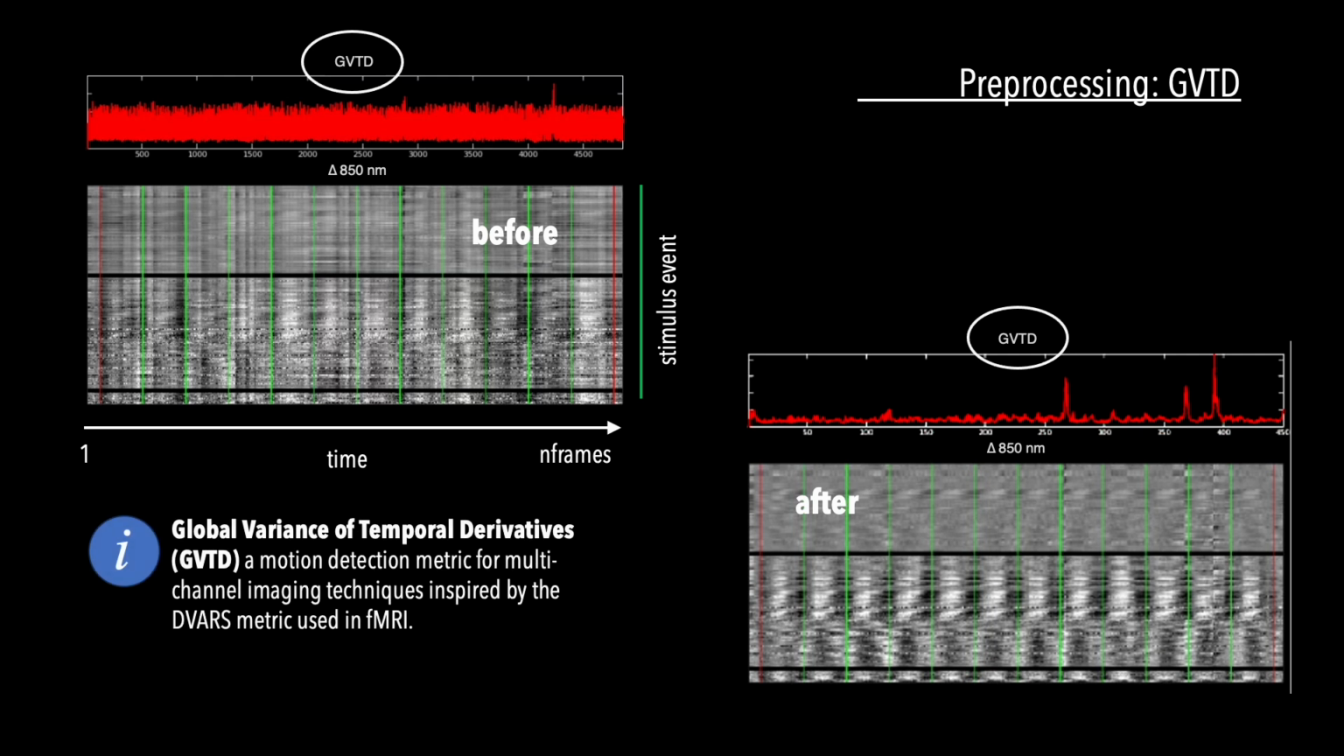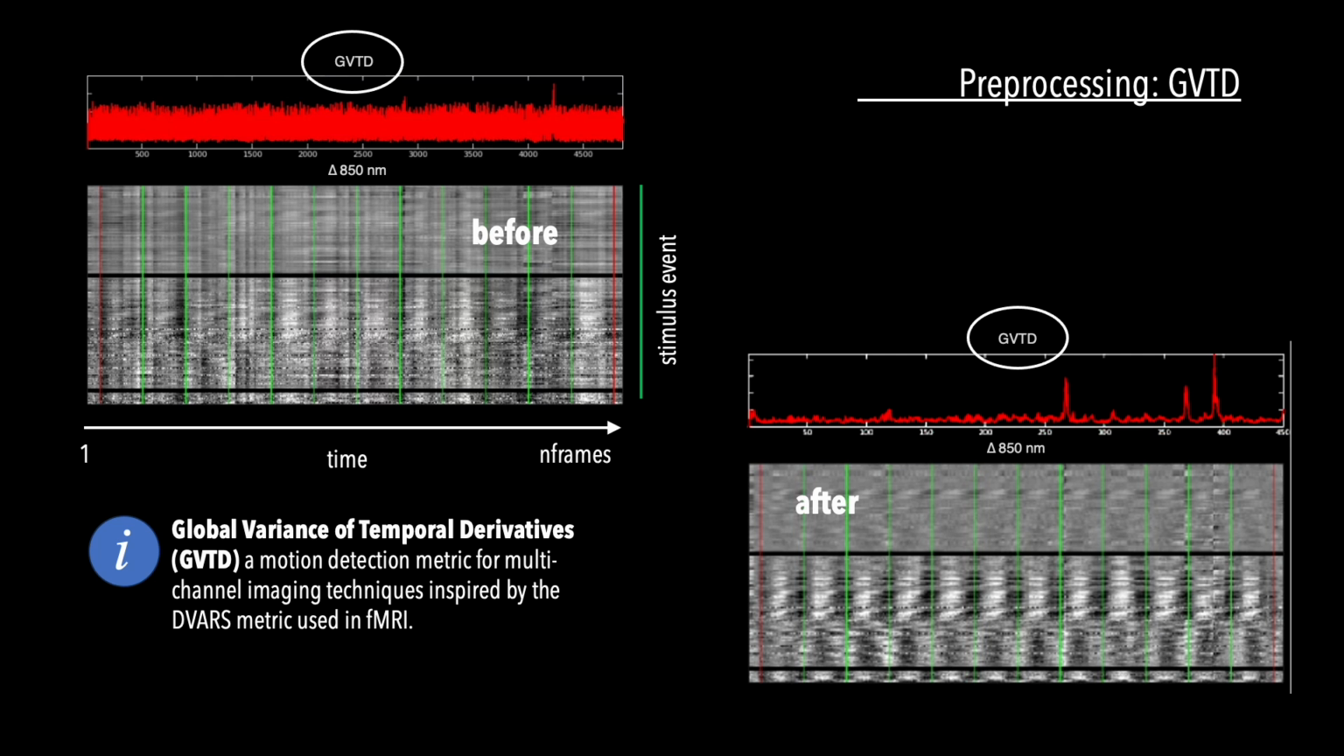Plotting GVTD averaged across all channels summarizes the time course of frame-to-frame changes in light intensity across the optode array, with large values indicating the presence of artifacts. A before and after comparison demonstrates that preprocessing has substantially reduced GVTD in this example, although a few peaks remain. These likely reflect subject motion that occurred during data collection.